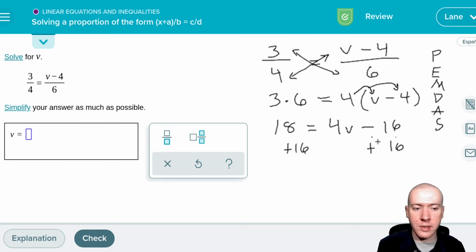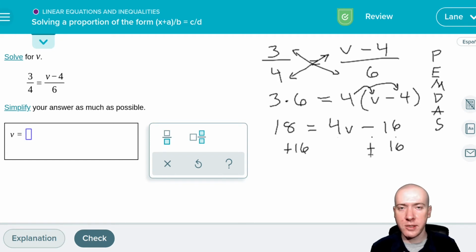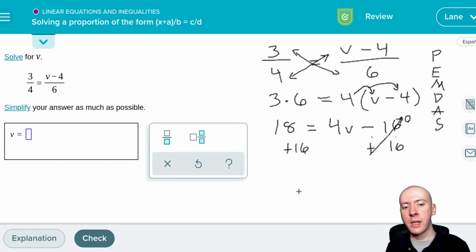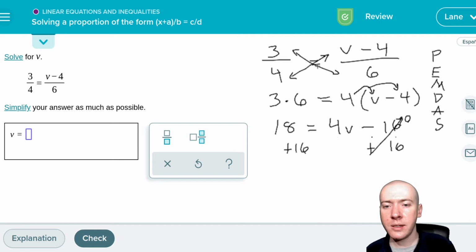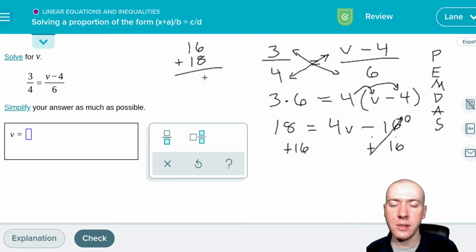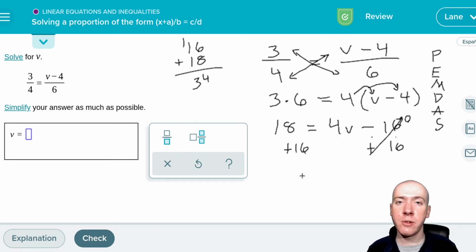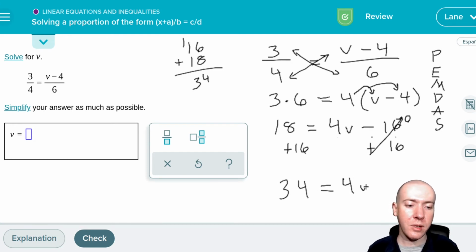then on the right-hand side, minus 16 plus 16 is 0. What do we have on the left-hand side for our next step? What is 18 plus 16? We can't use the calculator, so we might need to do this over here on the side. 16 plus 18 is, let's see, that's going to be 34. Okay, 34 equals 4v.